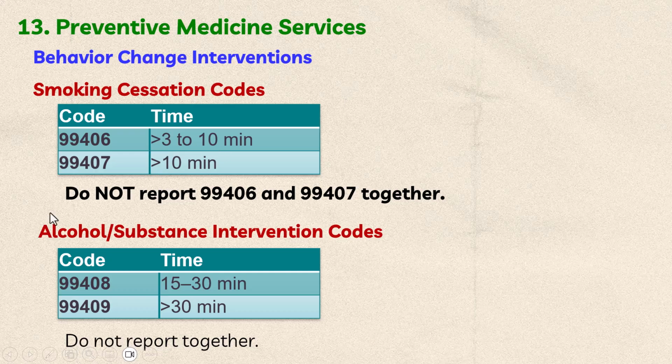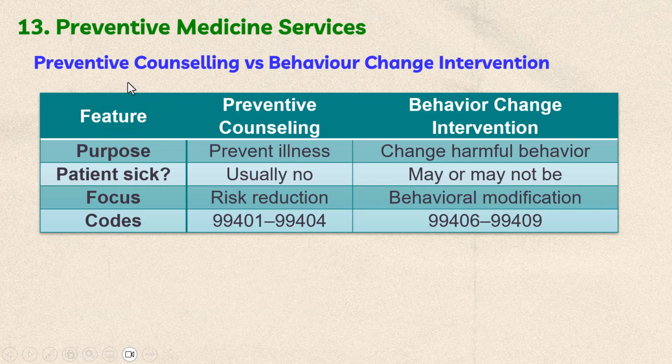And the second category is alcohol or other substance intervention. It also depends on time, 15 to 30 minutes and more than 30 minutes, the codes change. Let's look at preventive counseling versus behavior change intervention. The purpose of preventive counseling is to prevent illness, but in behavior change, it is the harmful behavior.